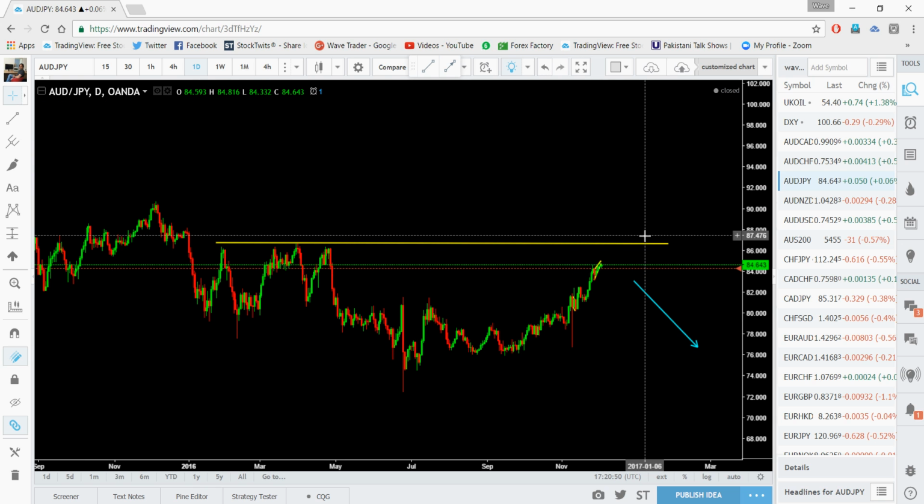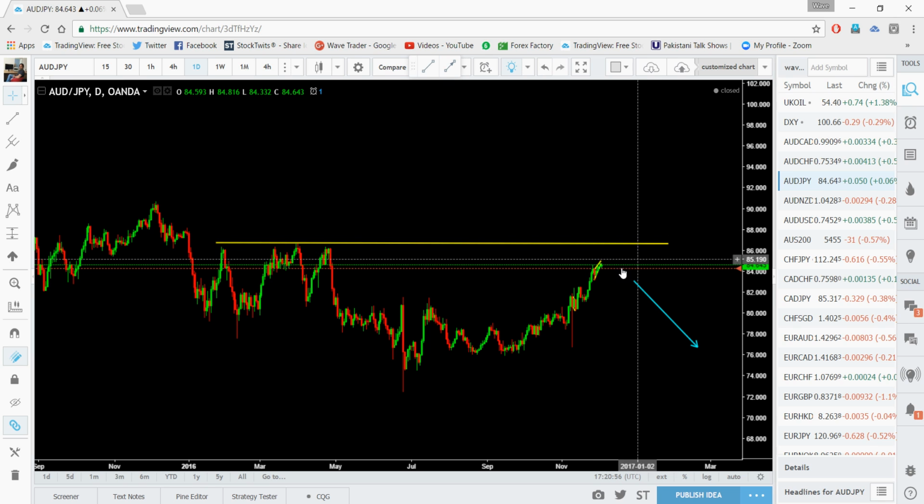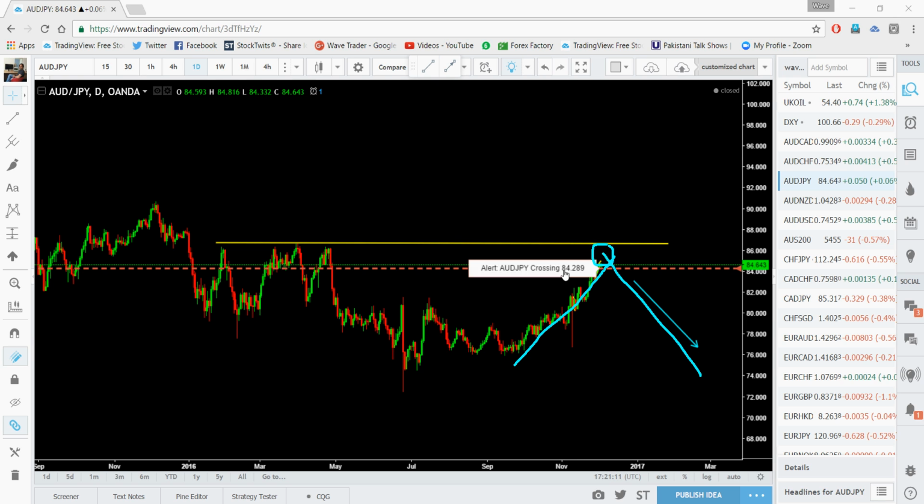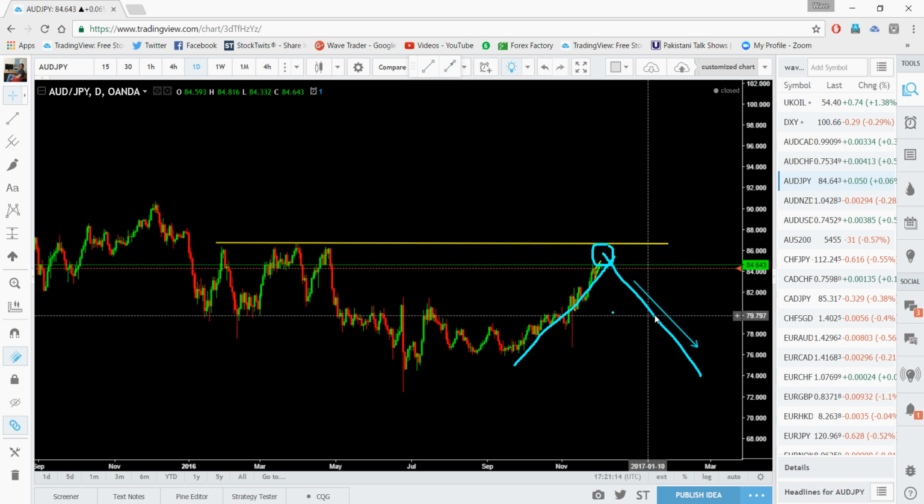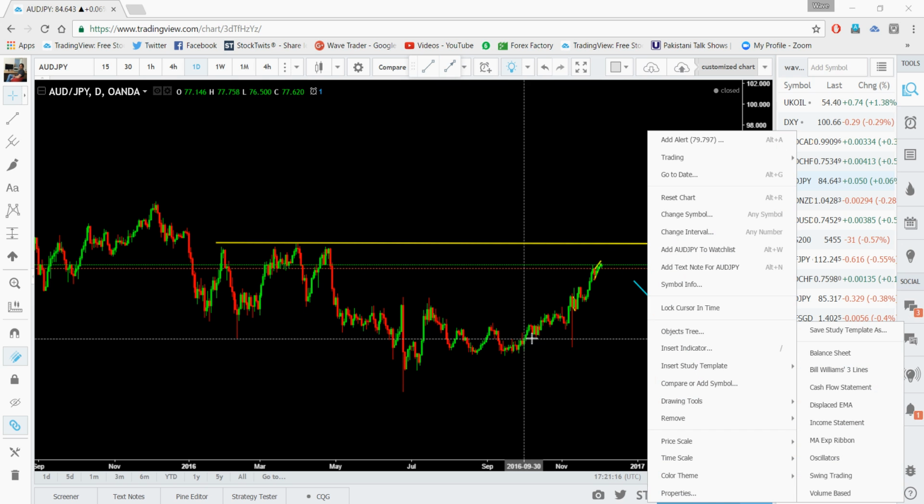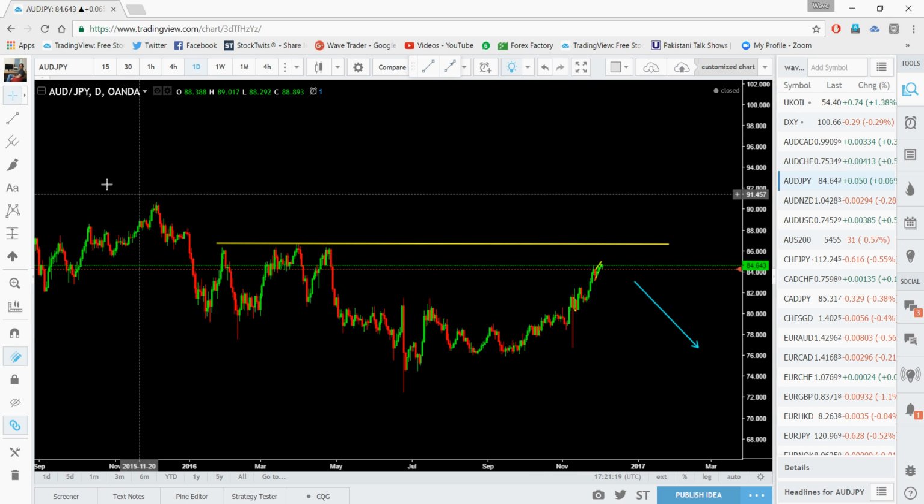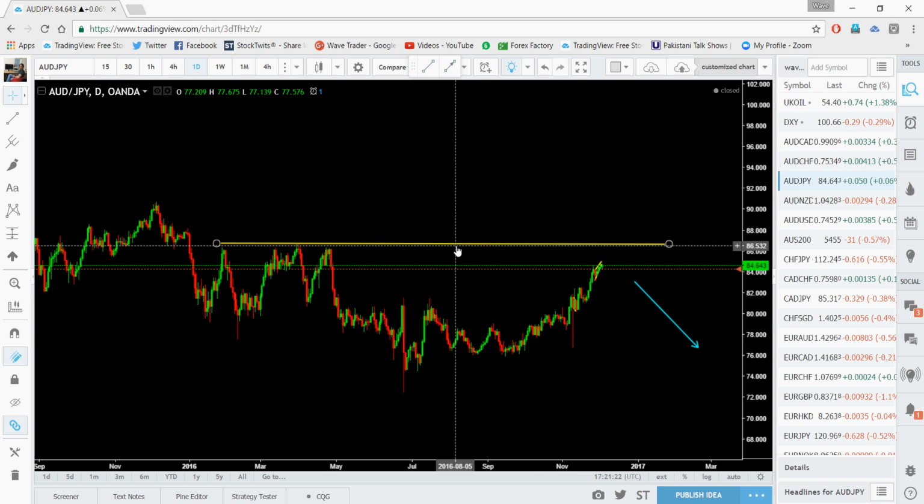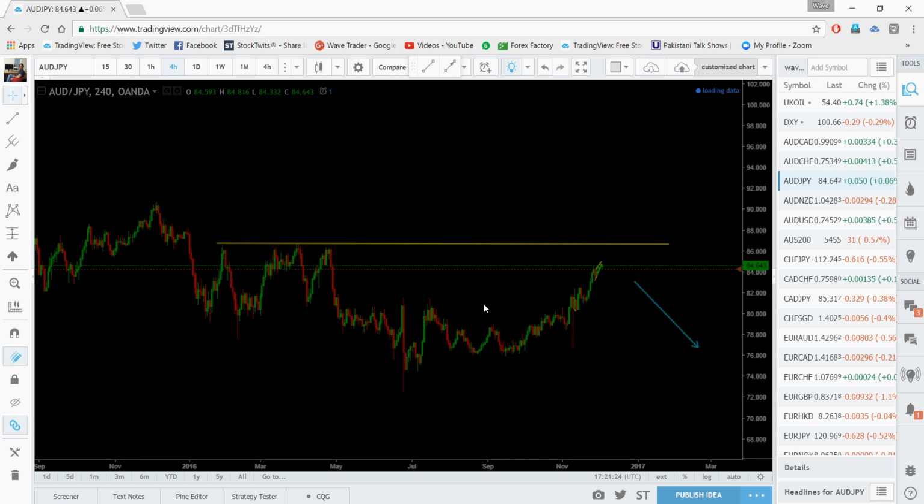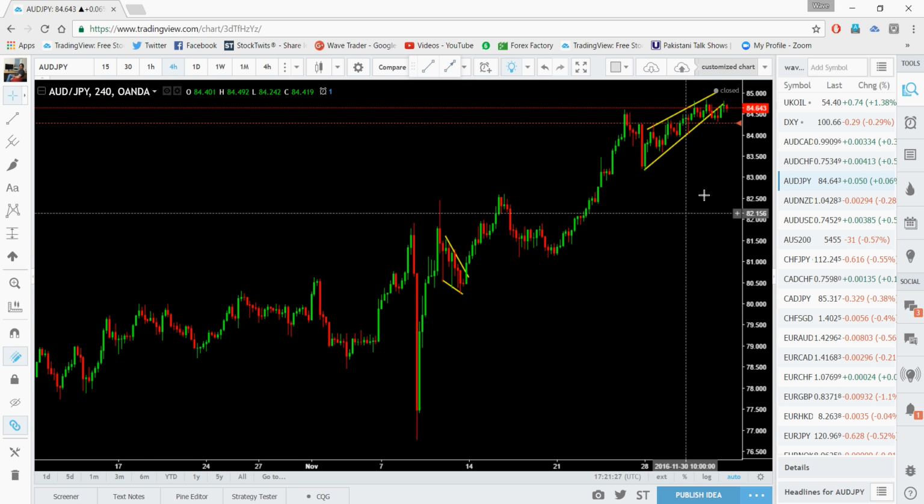On Aussie yen, we are still short on this pair. But there is still room to the upside, so we're going to look for short on this pair. Currently we are neutral on this pair. We are waiting for a clear breakdown of the short-term bullish trend. Once we see some nice price action or a nice impulse to the downside, we will join that.